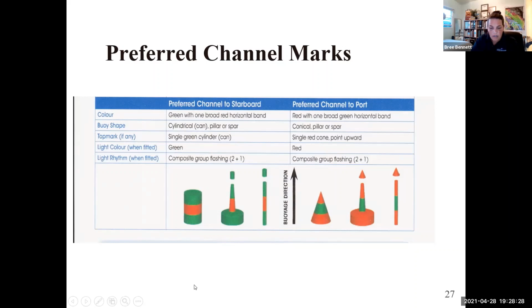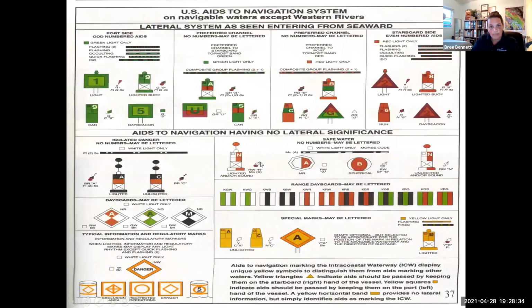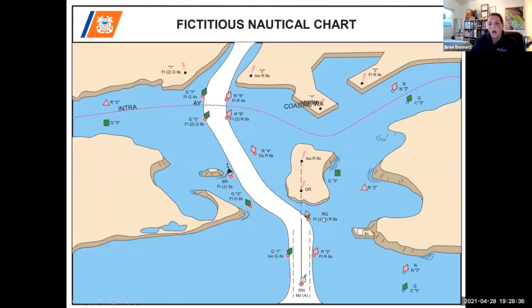I guess what I don't have on here is, sorry, I'm going to go back to this. On the chart, it will look like this. It will say red and green. So that top line, again, is describing the characteristics of the buoy itself, the physical characteristics.